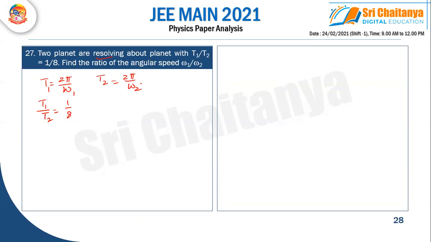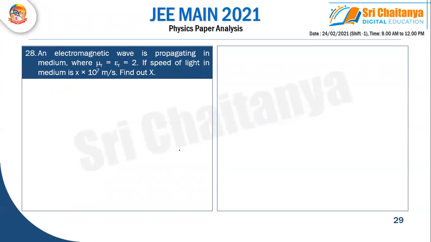Now he's asking the ratio of omega. I substitute: 2 pi by omega 1 divided by 2 pi by omega 2 is equal to 1 by 8. Now I can conveniently cancel this, and I get omega 2 by omega 1 is equal to 1 by 8. He's asking omega 1 by omega 2, so we need to invert, and 8 will be the answer for this. So we'll move on to the next question, please.